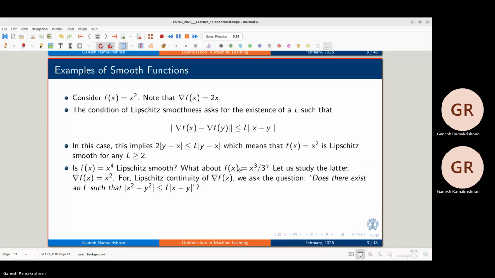Does it? X square minus y square is x plus y into x minus y, right? So there's an upper bound on x minus y. But what about x plus y? Is x plus y upper bounded? You understand what I'm asking? Actually, I'm sorry, I've considered x cube by 3. X raised to 4 will come later. I've jumped already. For x cube by 3, the gradient is x square, and for that you will consider x square minus y square.